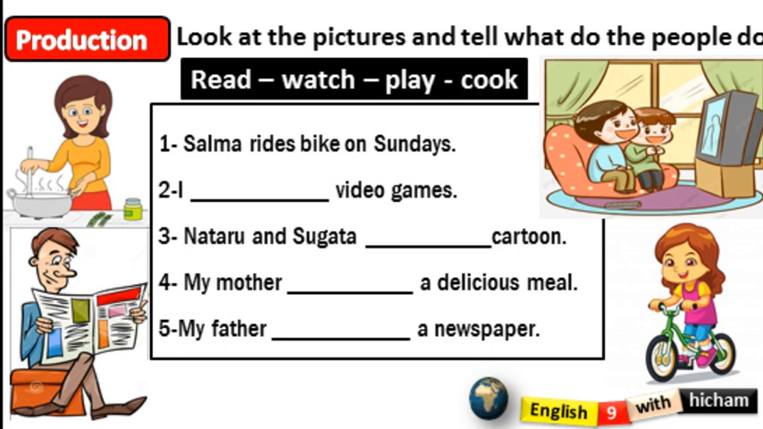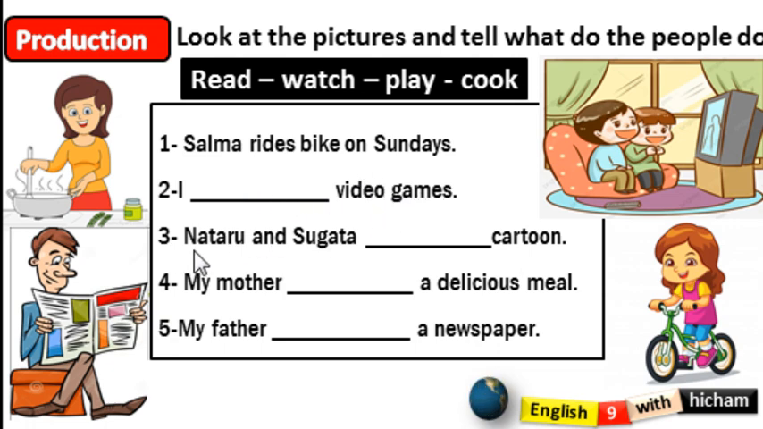So my friends, it's time to correct our exercise. Now Selma rides a bike on Sundays. This is Selma, she's riding a bike on Sundays. Now what about number 2? Number 2 is video games. So what is the corresponding verb for this sentence? Of course it is play. I play video games. I play video games on the weekends, for example.